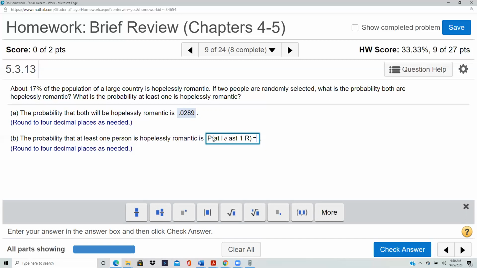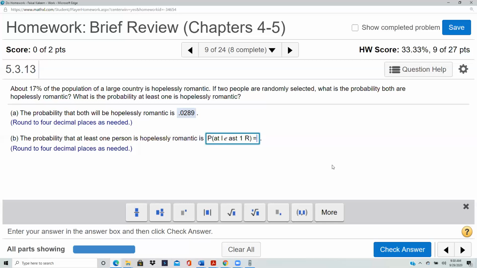So at least one means 1 or 2 or 3 or 4 and so on, right? Right. So what have I not counted in this list? There's an important number that is not part of this list. What am I missing? 0. So 0 is the complement of at least 1. So you always do the at least 1 through the complement.